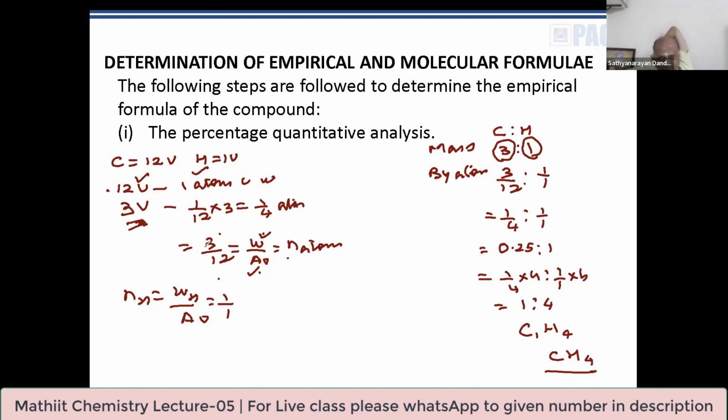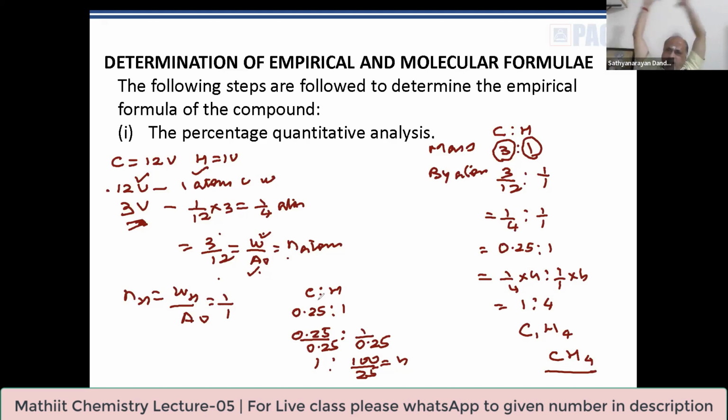Or if I say carbon is to hydrogen is 0.25 is to 1, I divide both sides by 0.25. 0.25 divided by 0.25 is nothing but 1. 1 by 0.25 is nothing but 100 by 25, which is equal to 4. So 1 is to 4. That means divide by the smallest number out of 1 and 0.25, which is the smallest number, 0.25. I divide by 0.25.